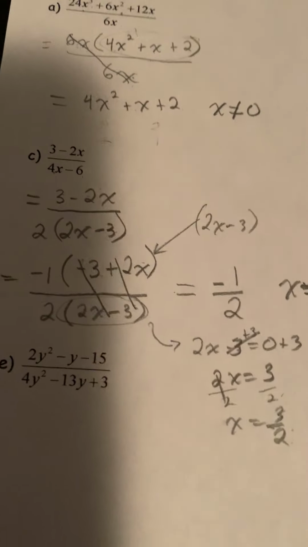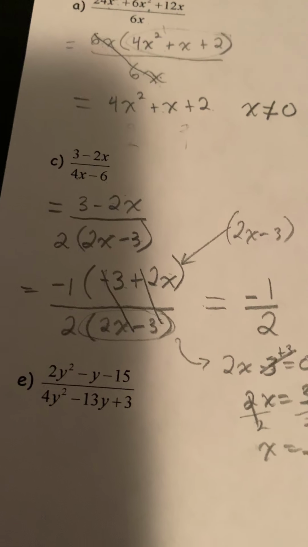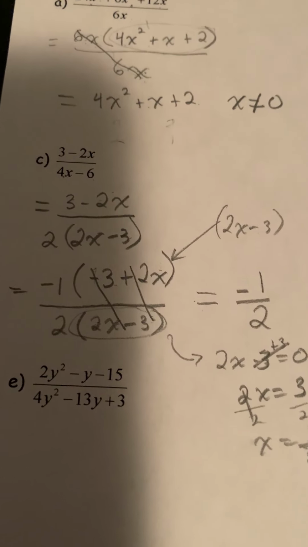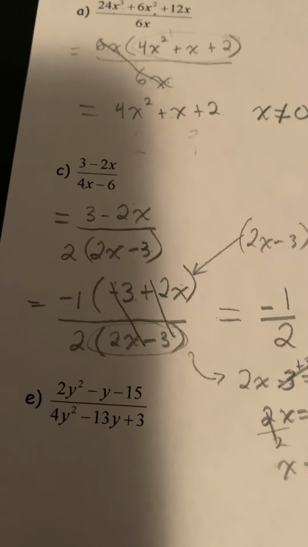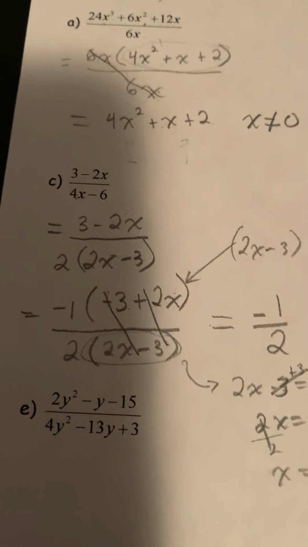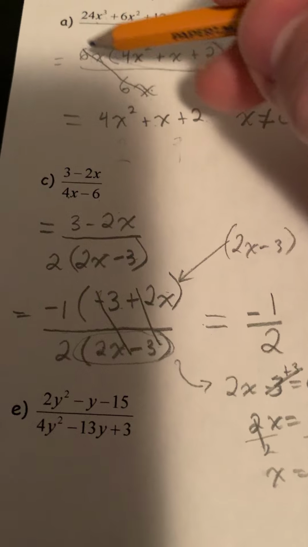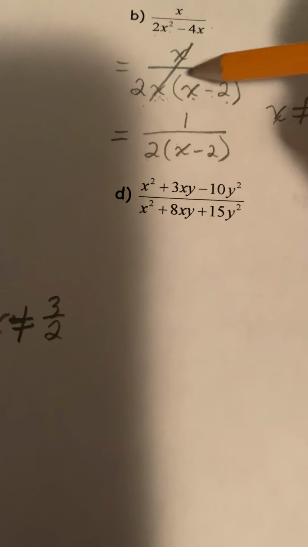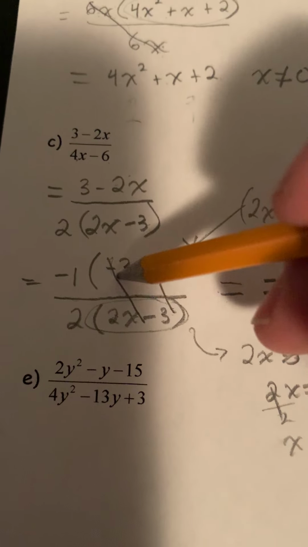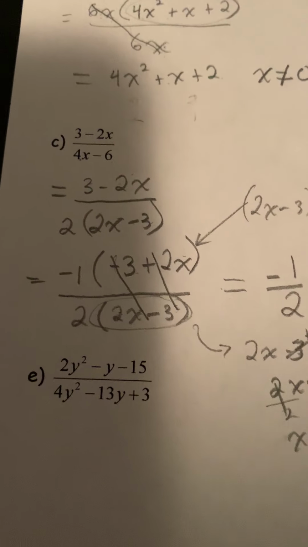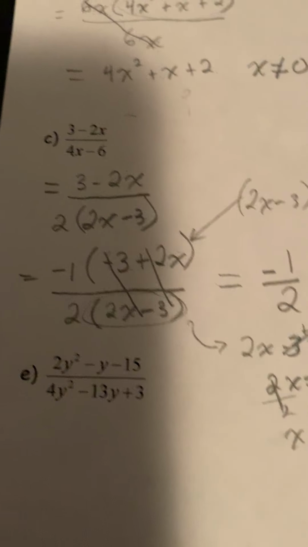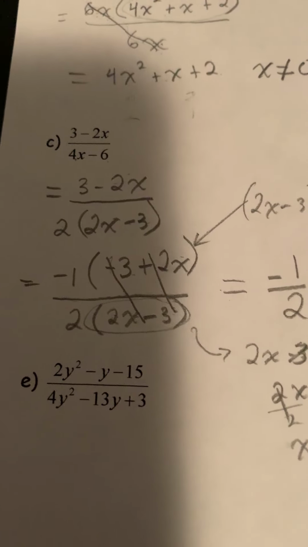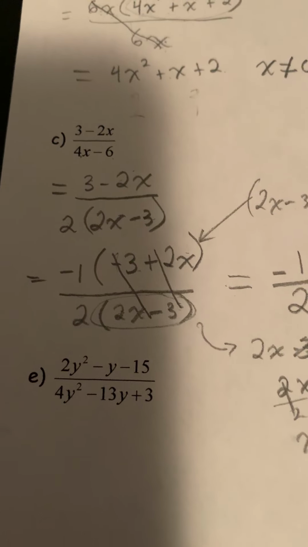By the way, when we are canceling out, you can only cancel out when you're multiplying and dividing. You cannot cross out when you're adding or subtracting. And that's very important for the next section. So here we are dividing, so we could cross off the 6x. Here, again, dividing, we could cross off the x. Again, here, we are dividing, we could cross off. In 2.6 or 2.7, where we start doing adding and subtracting, we cannot cross off. You can only cross off if it's being multiplied and divided.